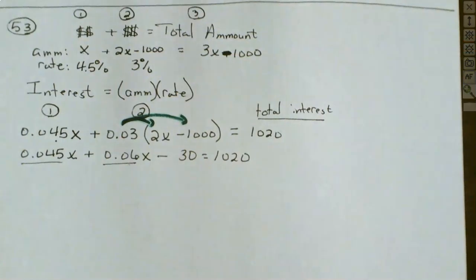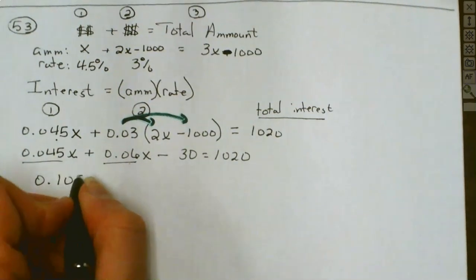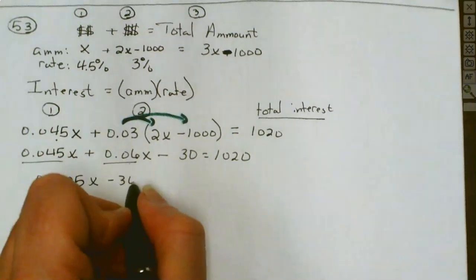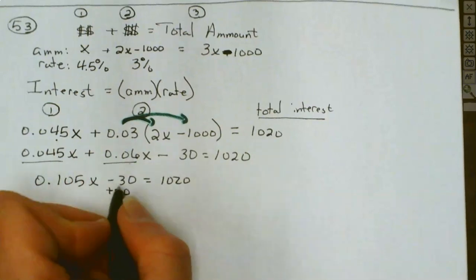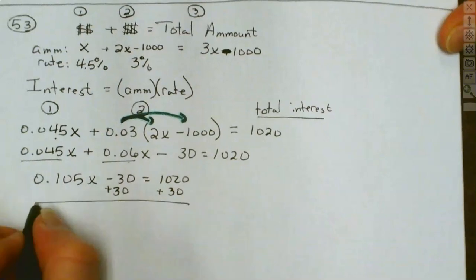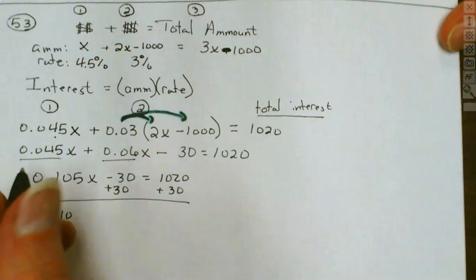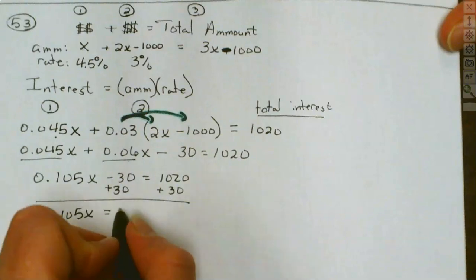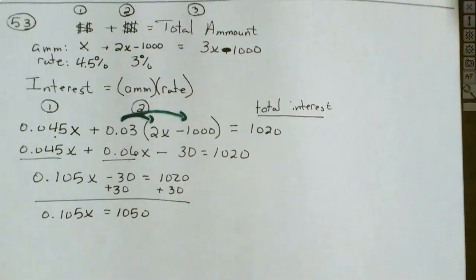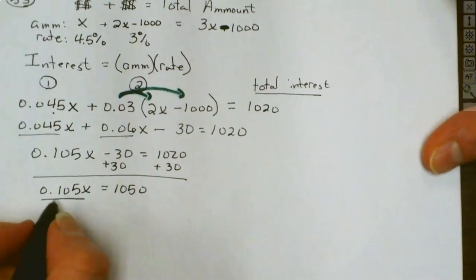And 0.045 plus 0.06, careful with your decimals. That's 0.105x minus that 30 equals 1020. We're going to add our 30 over. And that is then 0.105x. Moving it over gives you then 1050. We'll divide and we'll get our value of x.